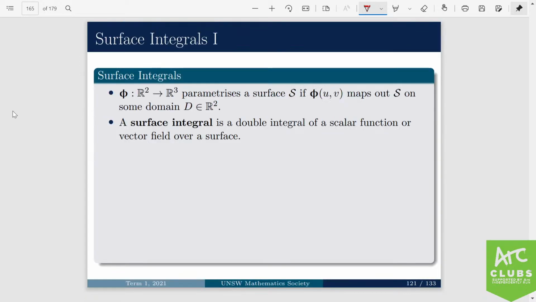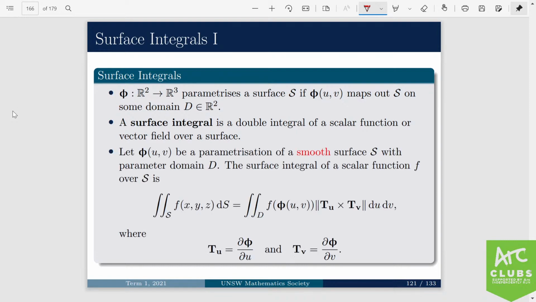And moving on to the final topic, which is surface integrals. So a surface integral is just a line integral, but with an extra dimension, essentially. So instead of going over some line, some path, you're integrating over some surface. It's quite similar. So again, we have some parameterization, which maps out the surface, and we use that to evaluate our surface integral.